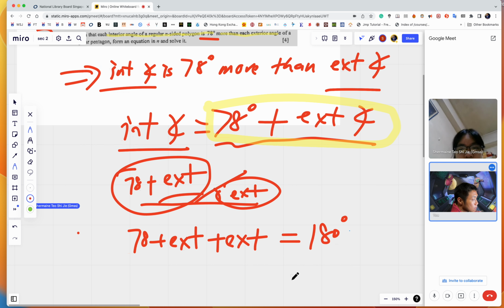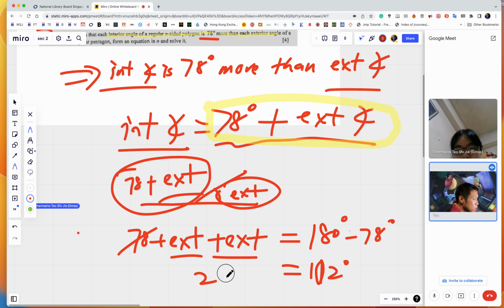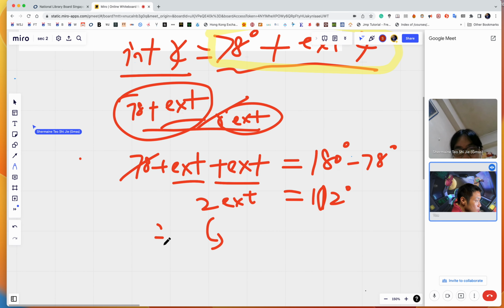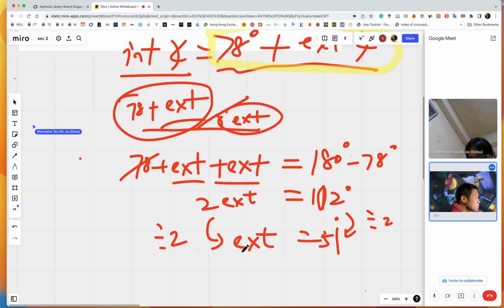Yeah. So your 78, you can move it here. So you get 112. 102, I'm sorry. Use your calculator, 102. So you have 2 exterior here, right? So you divide by 2 here. Then you get exterior. So this will be 51. So exterior is 51. Clear?